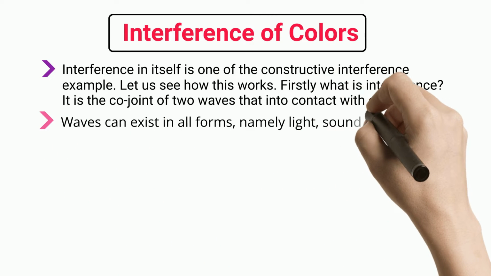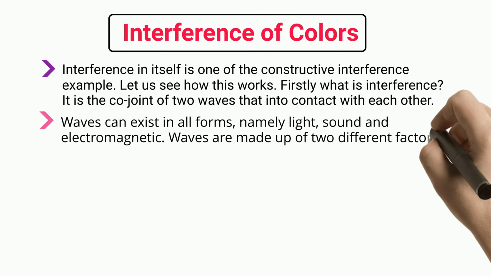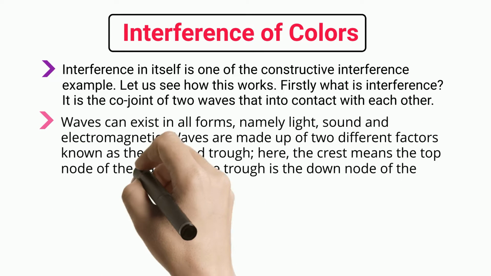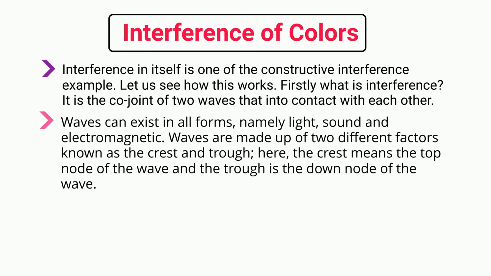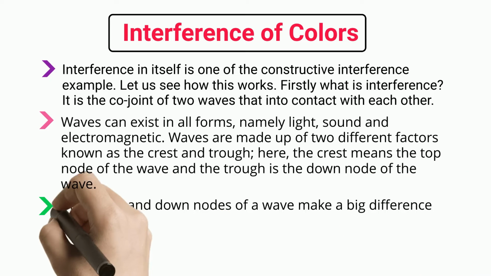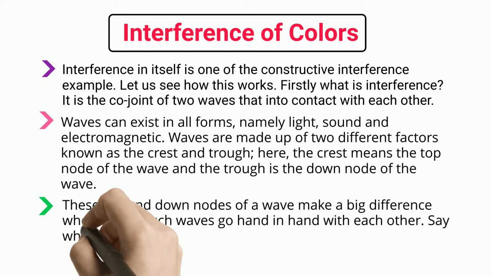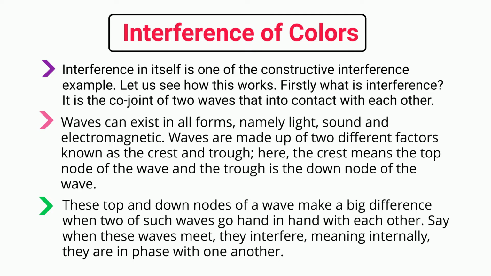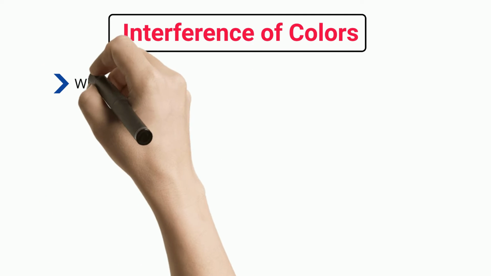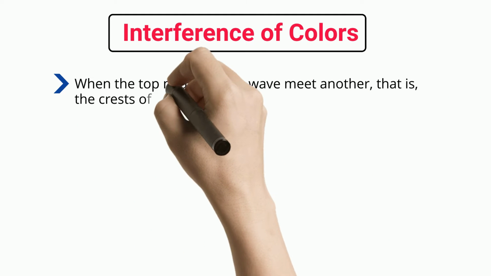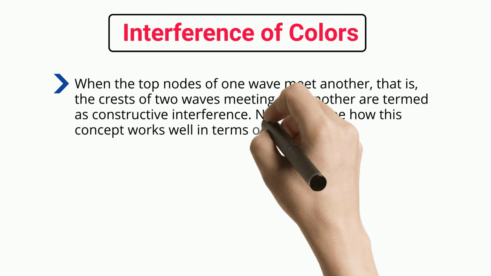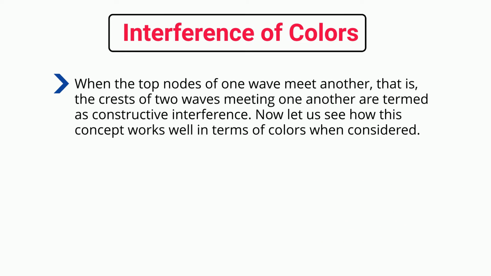Waves can exist in all forms, namely light, sound, and electromagnetic. Waves are made up of two different factors known as the crest and trough. Here, the crest means the top node of the wave, and the trough is the down node of the wave. These top and down nodes of a wave make a big difference when two such waves go hand in hand with each other. When these waves meet, they interfere, meaning internally, they are in phase with one another. When the top nodes of one wave meet another, that is, the crests of two waves meeting one another, it is termed constructive interference. Now let us see how this concept works in terms of colors.